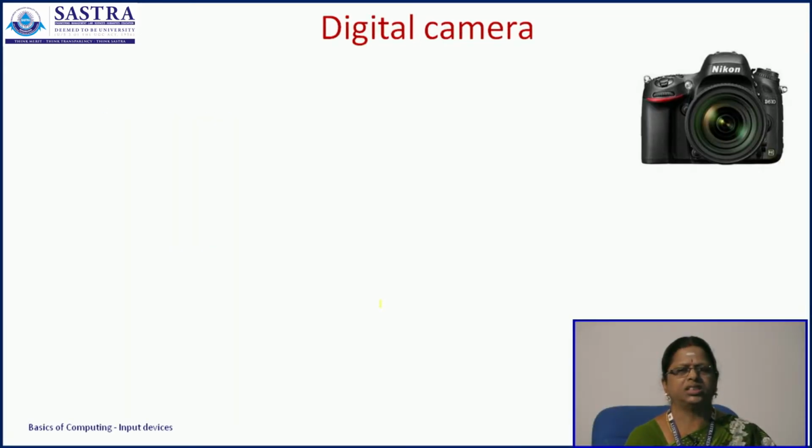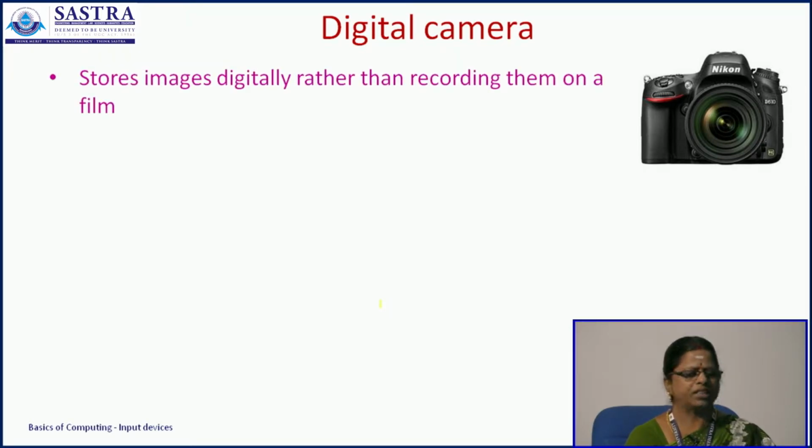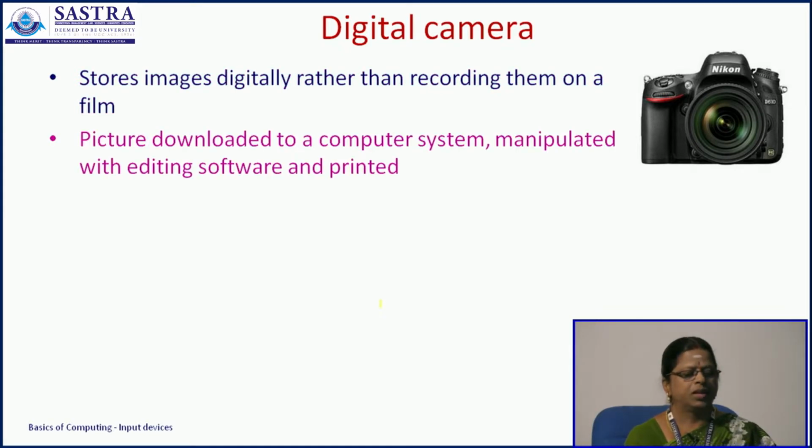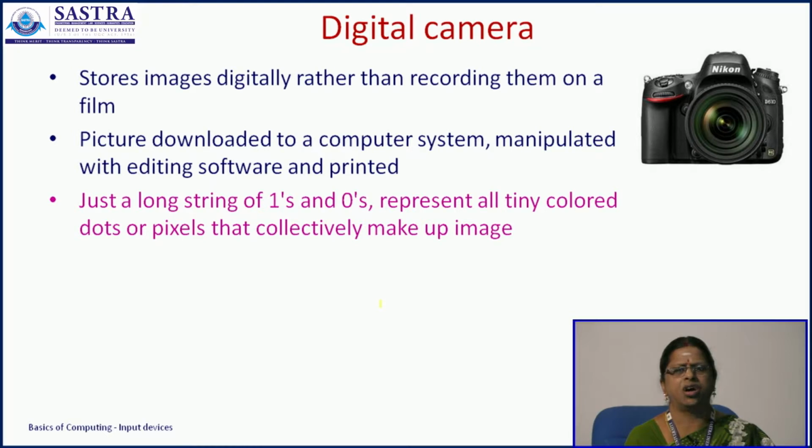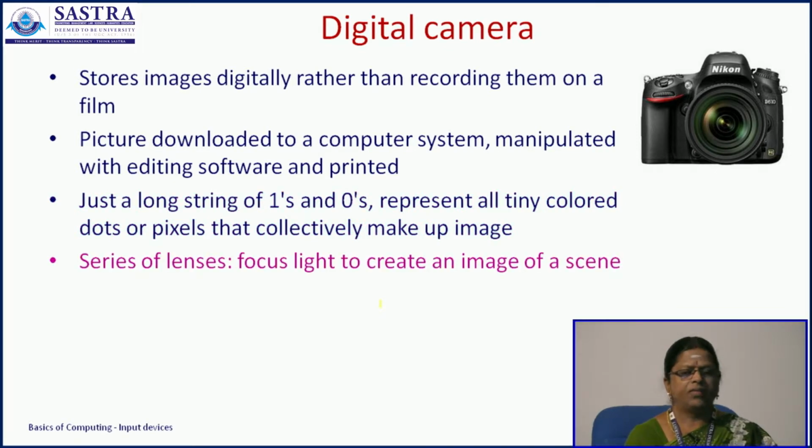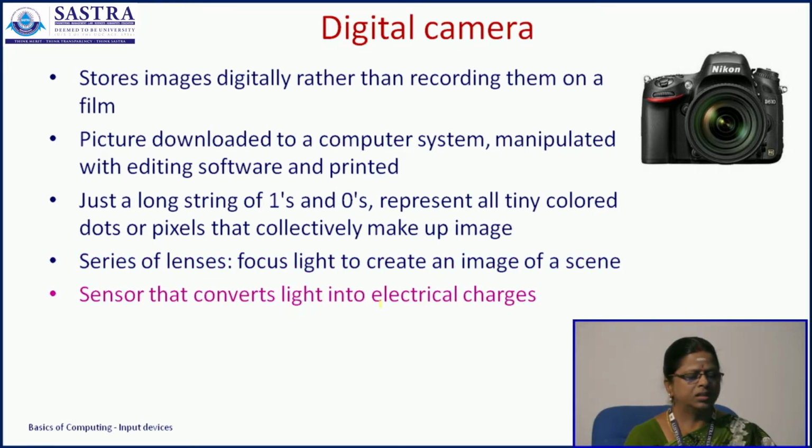Let us pass on to the digital camera. Of late, we have been using the digital camera in a wider fashion. A digital camera stores images digitally rather than recording them on a film. The picture can be downloaded to a computer system, manipulated with editing software and can be printed. It is just a long string of ones and zeros which represent all the tiny colored dots or pixels that collectively make up the image. We use a series of lenses to focus the light to create an image of the scene. A sensor converts light into electrical charges.